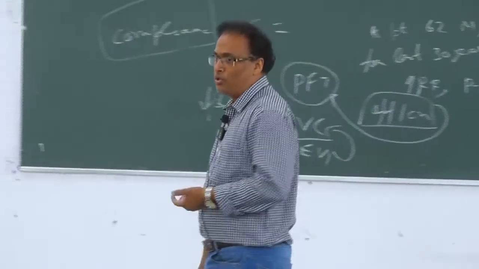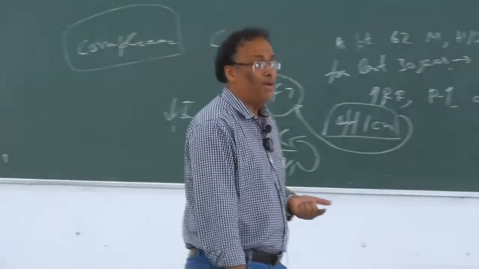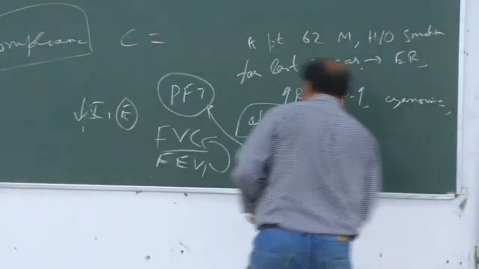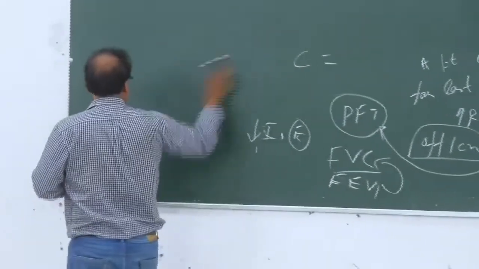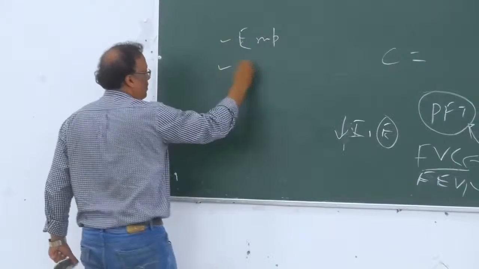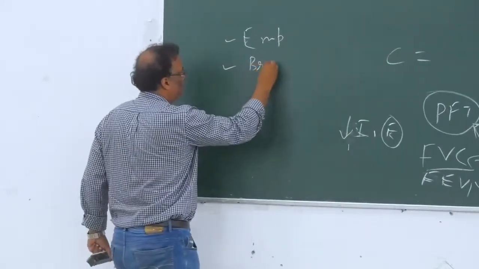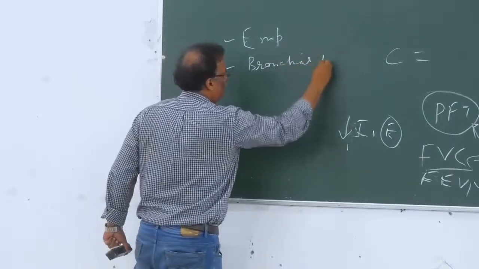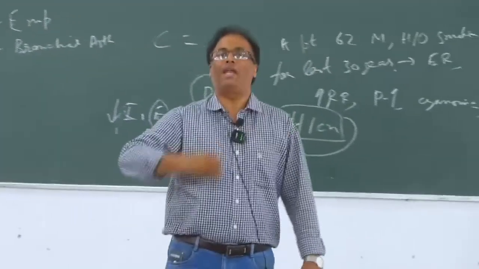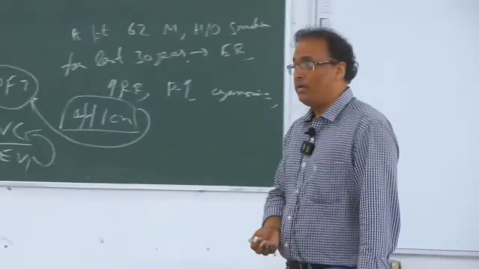So what are the diseases? What are those obstructive diseases? Emphysema, okay, no problem. Emphysema is number 1. Number 2, bronchial asthma. Why is bronchial asthma called bronchial asthma, not bronchiolar asthma? Any idea of that?